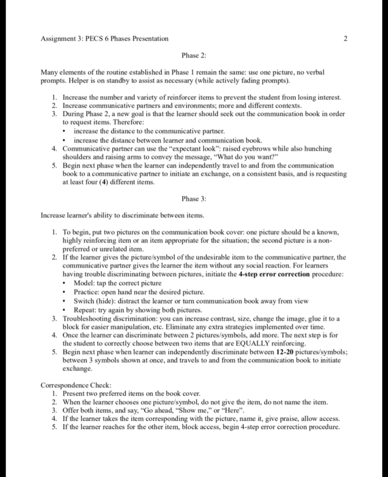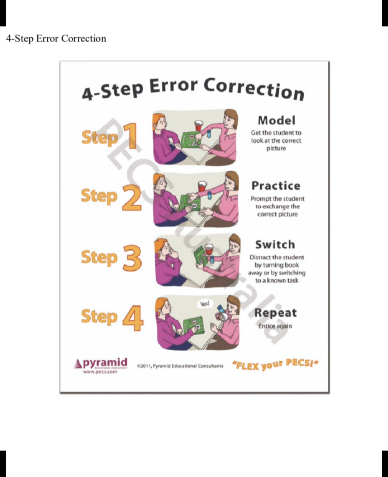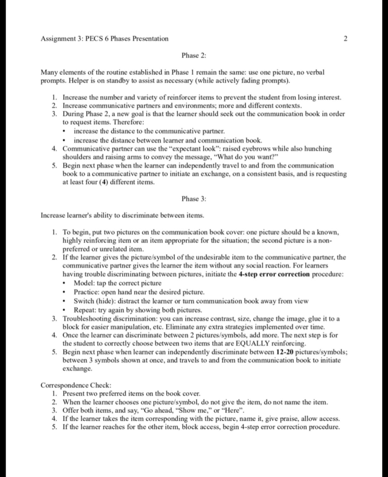This is: first, model. Tap the correct picture. Then practice. Open hand near the desired picture. Switch or hide. To distract the learner, you turn the communication book away from view, and then repeat. Try again by presenting both pictures.